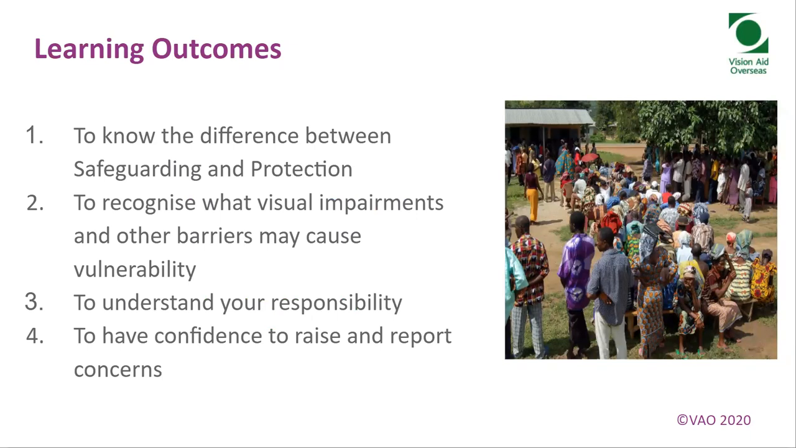The learning outcomes are to know the difference between safeguarding and protection, to recognise what visual impairments and other barriers may cause vulnerability, to understand your responsibility, and to have confidence to raise and report concerns.